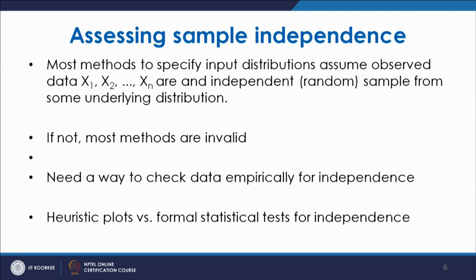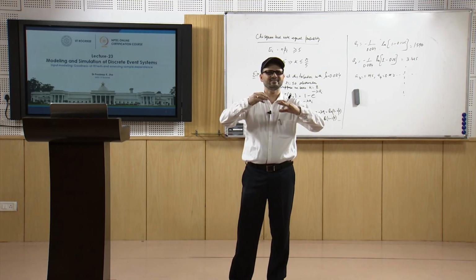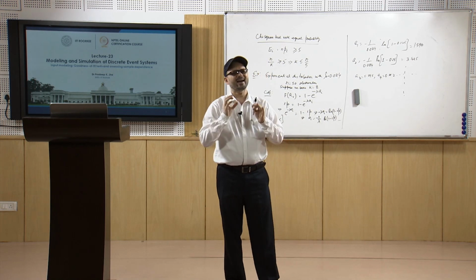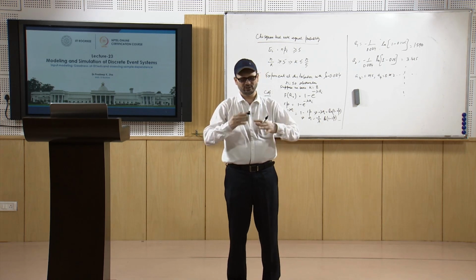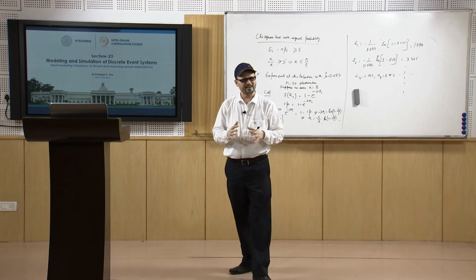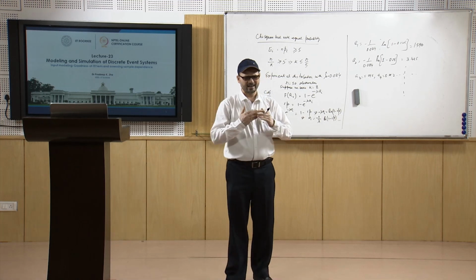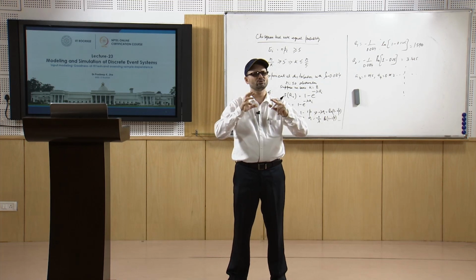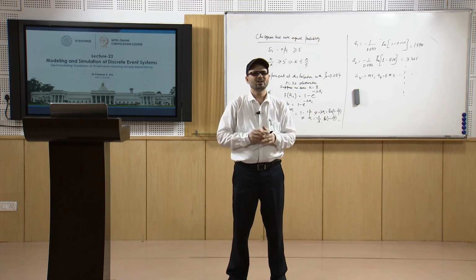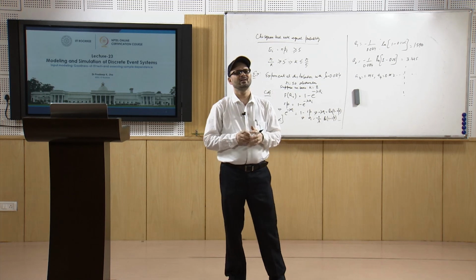Next is assessing sample independence. We have discussed the uniformity check for a sample; now, how to check the sample independence. Most of the statistical methods assume that the data which have been taken are independent, and if they are not, then the methods we use to calculate the estimators are invalid. So we are assuming that the data is independent. Now, you need to check the dependence or independence of the data.